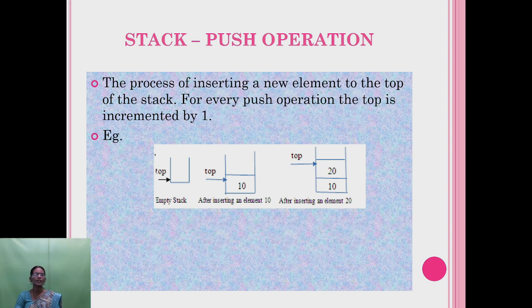For example, here you can see that initially the top value is represented by -1. Then when you insert 10, the top points to the first position. With the next one, the top points to the second position. Likewise the values vary in incremental order. During the push operation, the top value is incremented by 1.